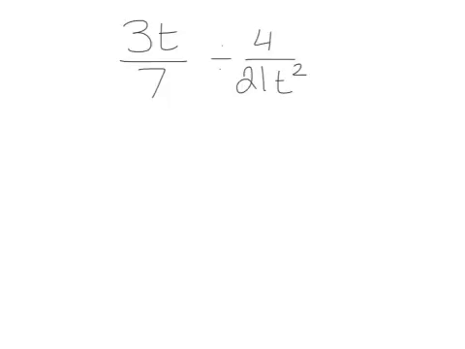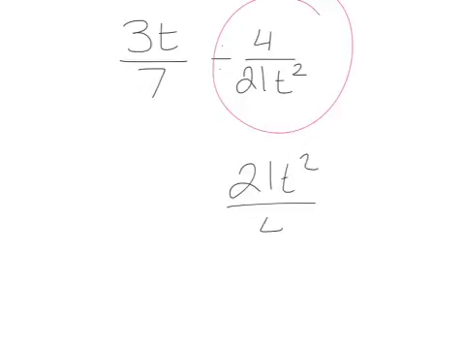Okay, let's make this a bit more tricky. 3t over 7 divided by 4 over 21t squared. Again, this fraction, I'm going to make my inverse. So 21t squared over 4. Then I'm multiplying 3t over 7.